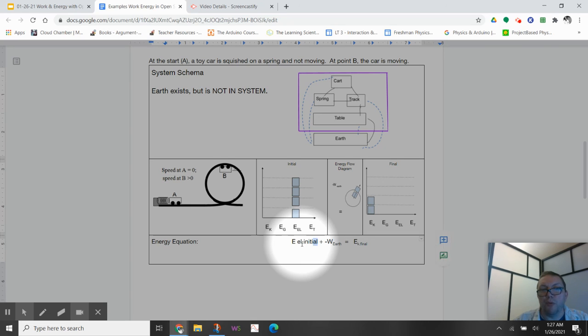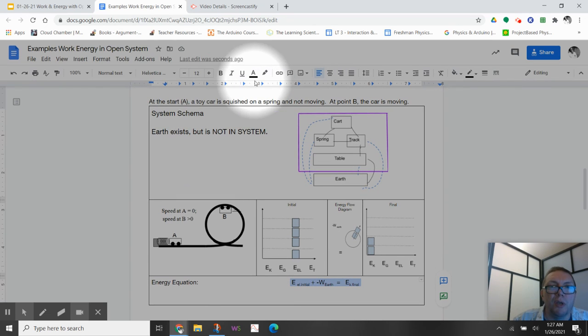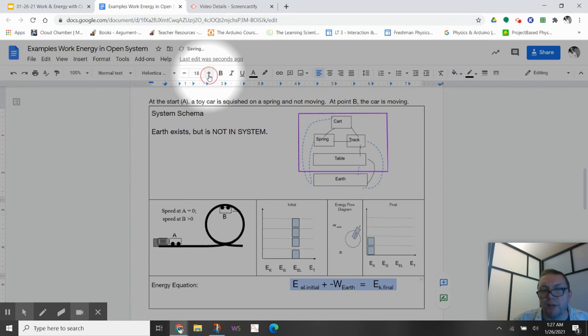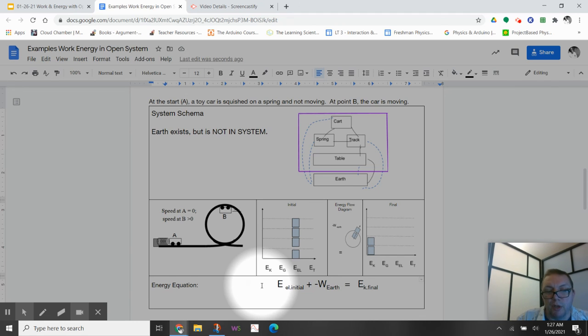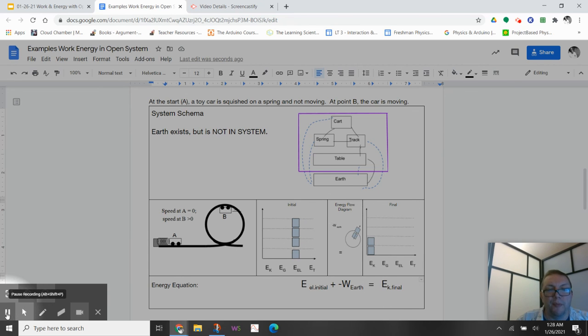So we've gone through and we've done the same sort of thing for every one of these problems. It's just that in different cases, we would have different types of energies or different ways to analyze our system. So if the Earth is outside of our system, we don't have any gravitational energy. If the Earth is in our system, we have gravitational energy. So right now we have elastic energy in the beginning. The Earth does negative work on our system, and we end with kinetic energy at the end. There you go.